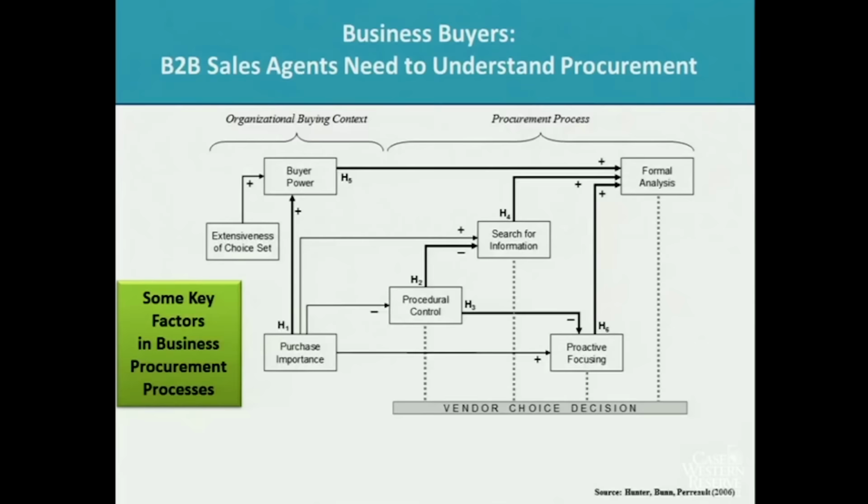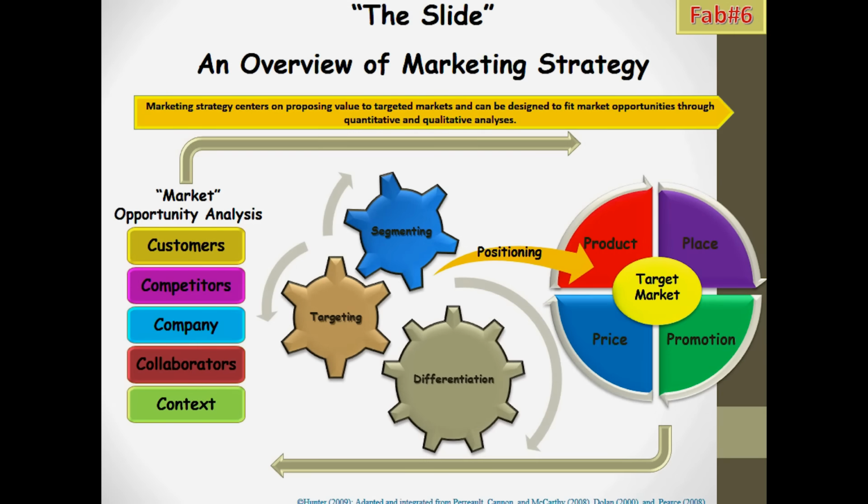What are some of the key factors that influence procurement processes? It may be the extensiveness of the choice set. That's how many competitors are out there. Who else is offering something that might be a substitute product? How much power does a buyer have, right? Powerful buyers like Walmart have more influence over decisions. How important is the purchase decision? Is it a routine decision? Is it a habitual decision? These are a lot of different things that affect buying in business markets.